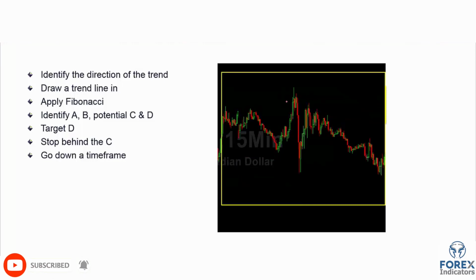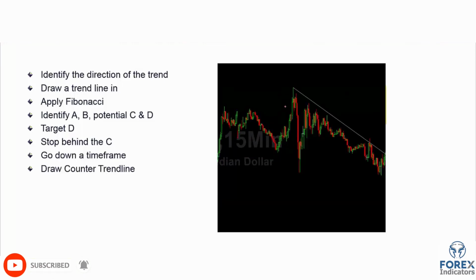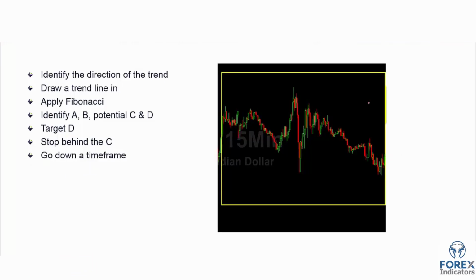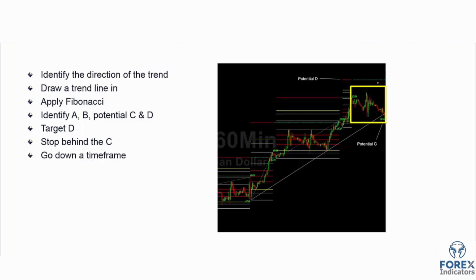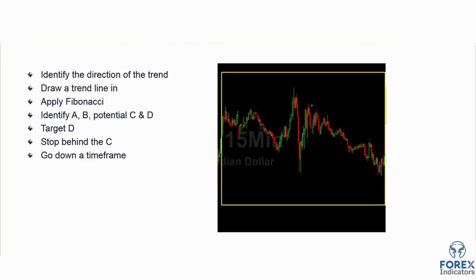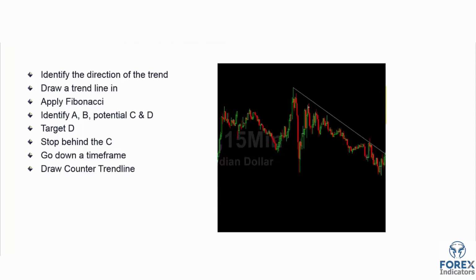So next, you want to draw your counter trend line in. If you get a break, now you know the direction you're looking to go. If we go backwards, just to remind you, here's our target up here. There's our D that's found on the 60-minute chart. Use the 60-minute D, but use the 15-minute chart to enter your trade.